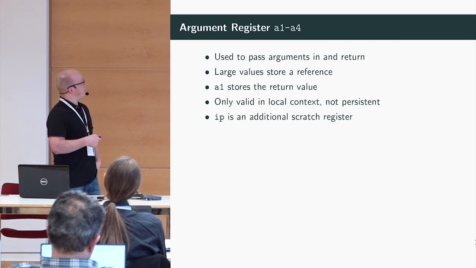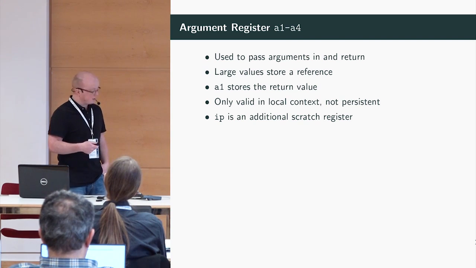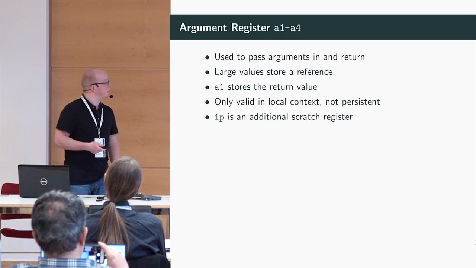And IP is an additional scratch register. That's the intra-procedural scratch register. I don't know where it's used. Well, it's there for the compiler to utilize while calling subroutines.